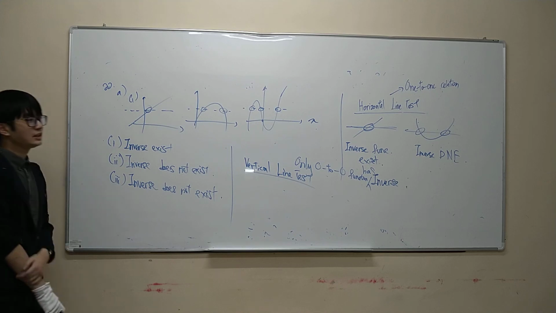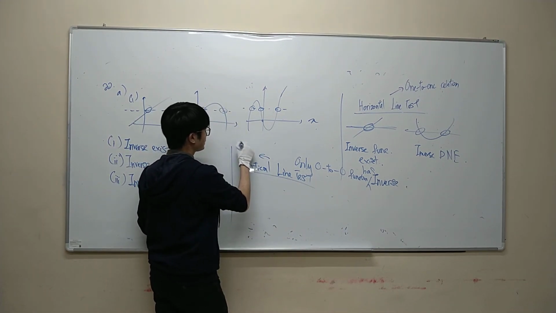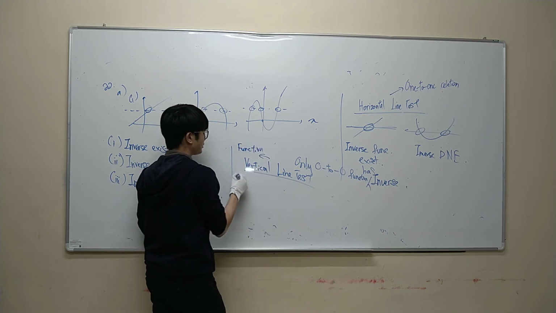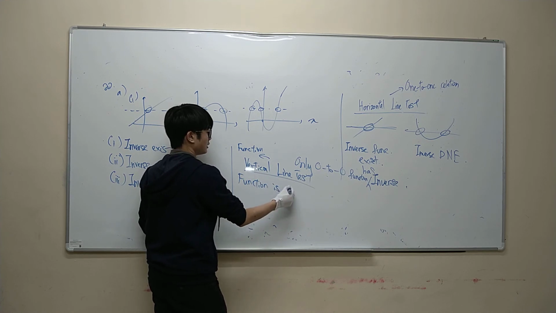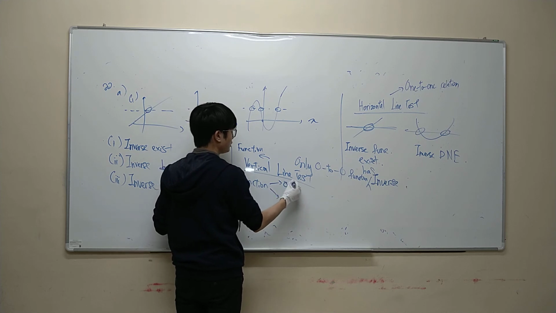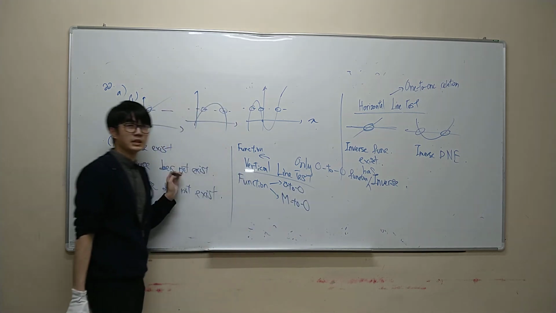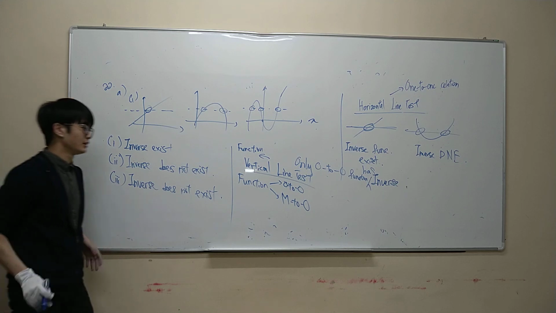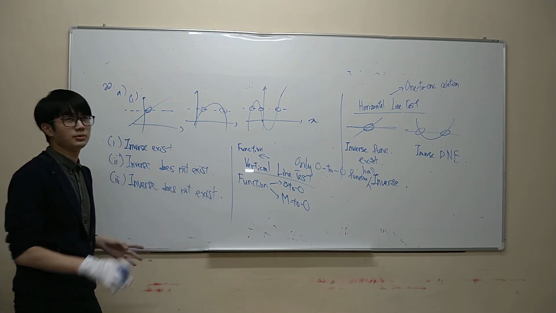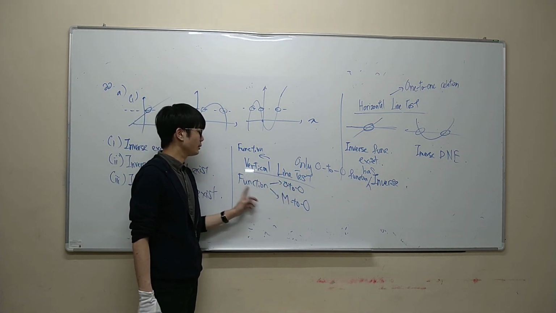Okay, so what is the vertical line test? The vertical line test can help you determine whether it's a function or not. You have to know what a function is. A function can be one-to-one or many-to-one. If you don't know this, then now you know. Maybe you haven't even heard of this before, but now you know. Using the vertical line test, it can tell you whether it's a function or not.